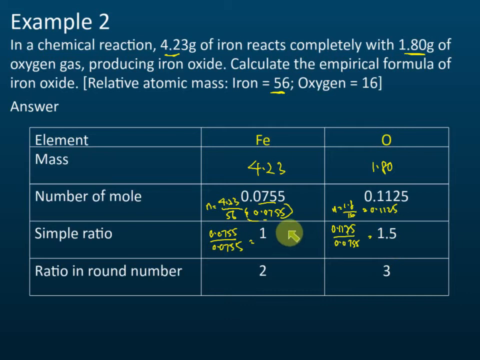So to get a whole number ratio, we multiply by 2. 1.5 multiplied by 2, and 1 multiplied by 2. Then we get 2 to 3. That is the simplest ratio in whole numbers, 2 to 3. That is what we want to get, because after we get the ratio, the formula is Fe2O3.